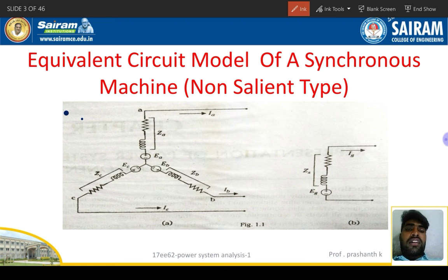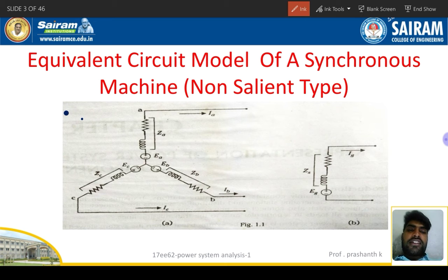The non-salient pole type synchronous generator is used in thermal power plants, nuclear power plants and gas power plants, because the rotation is higher in those plants. There the synchronous generator is also called a turbo generator. Another name is alternator. The synchronous generator or synchronous machine is also called an alternator.